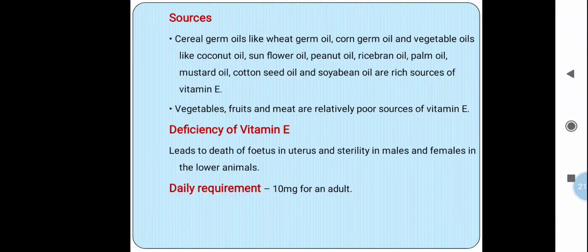Then vitamin E deficiency leads to the death of the fetus in the uterus and sterility in the males and the females in the lower animals. If there is a deficiency of vitamin E, it leads to the death of the fetus. Again, it leads to sterility in the males, also in the females. The daily requirement of vitamin E is 10 mg daily for a normal adult. So this is about vitamin A and vitamin E.